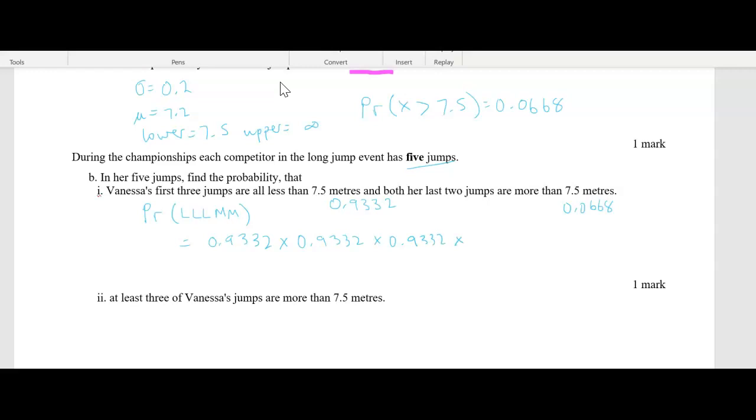And then you're multiplying it by the other one, 0.0668 times 0.0668. Now, you didn't have to do that long way. I just wanted to show you that. So you could have just done 0.9332 to the power of 3 times 0.0668 to the power of 2.